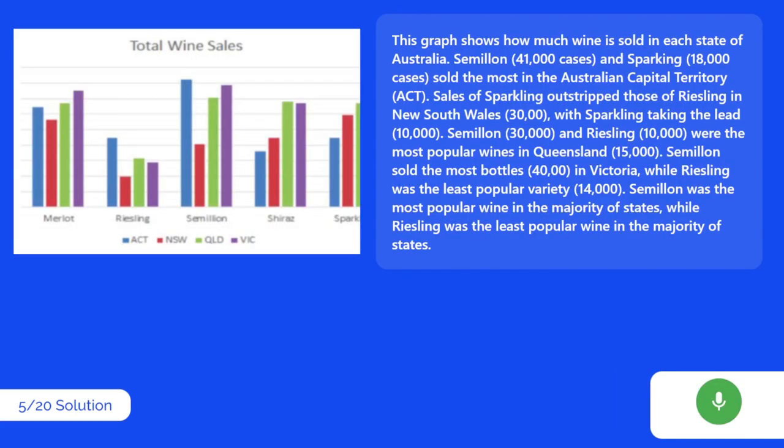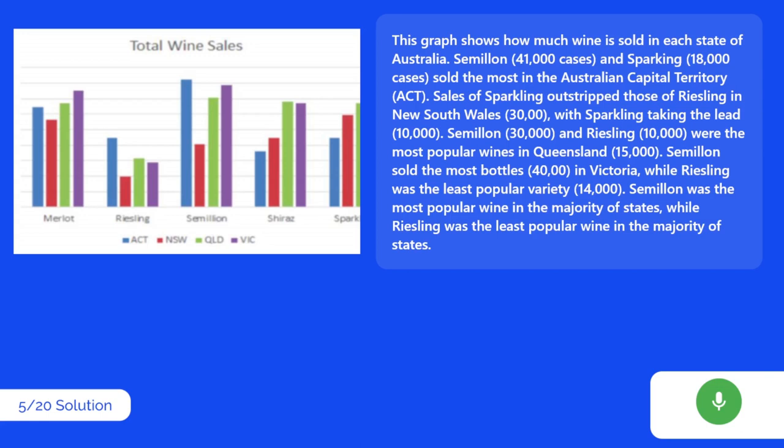This graph shows how much wine is sold in each state of Australia. Semillon, 41,000 cases, and Sparkling, 18,000 cases, sold the most in the Australian Capital Territory, ACT. Sales of Sparkling outstripped those of Riesling in New South Wales, 30,000, with Sparkling taking the lead, 10,000.